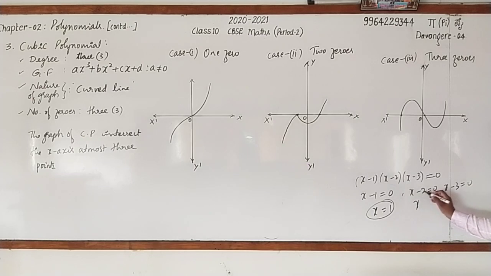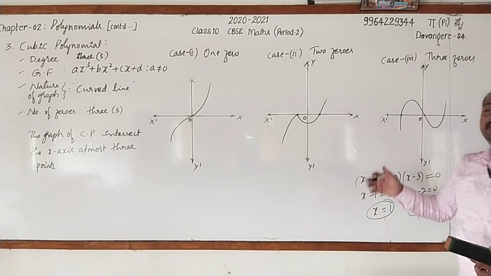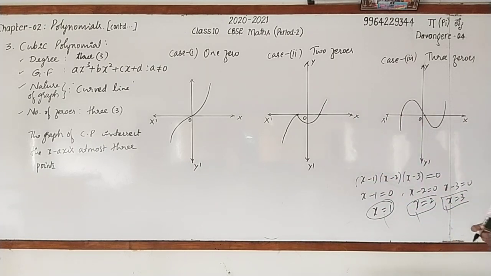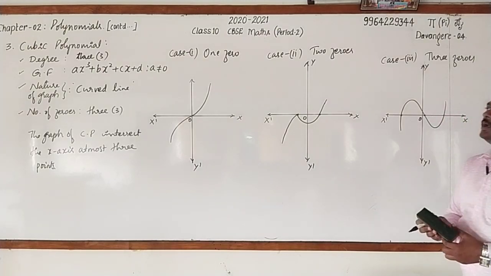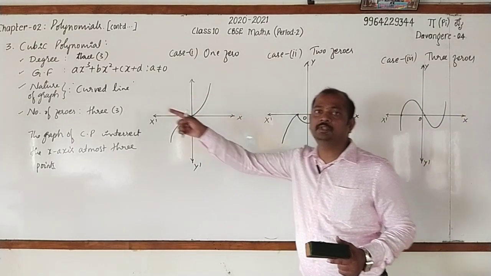x minus 2, here 2. x minus 3 equal to 0, x equal to 3. There are 3 different zeros. Hence we can say that it has intersected the x-axis at 3 different points. Clear? Okay, now pause the video and copy from there to here.